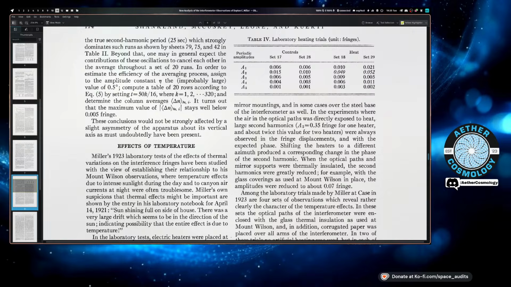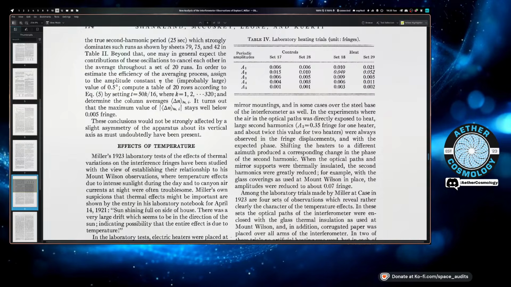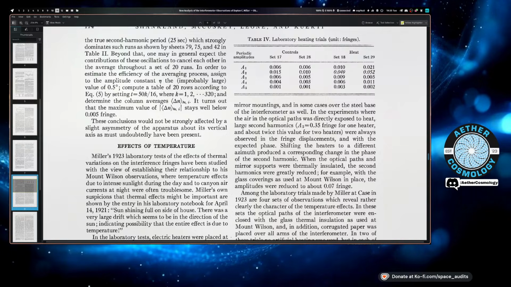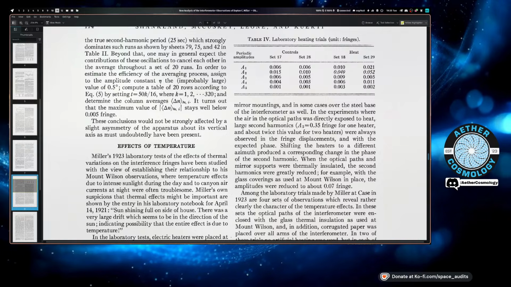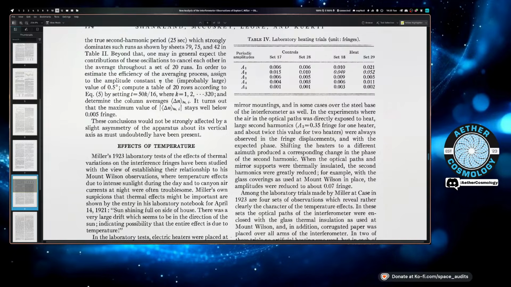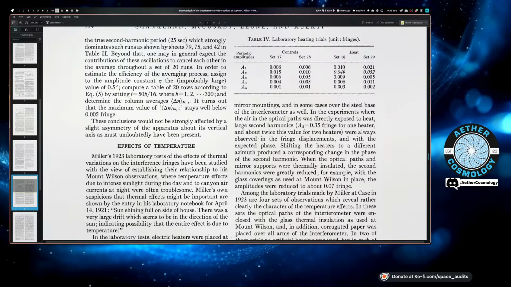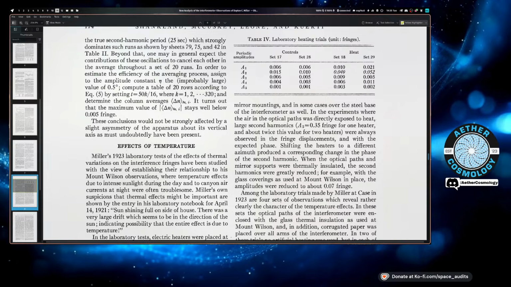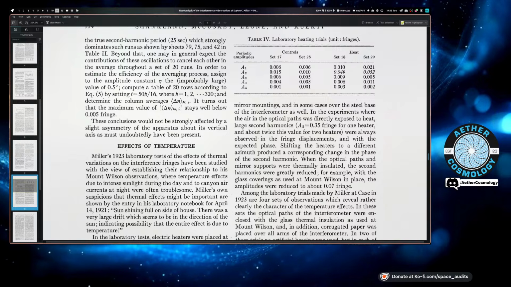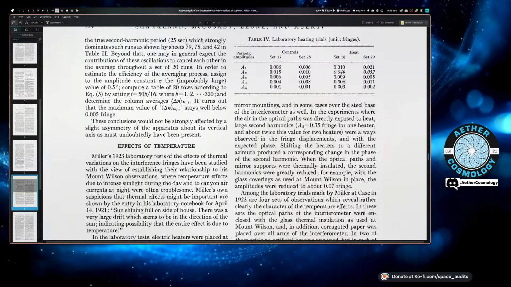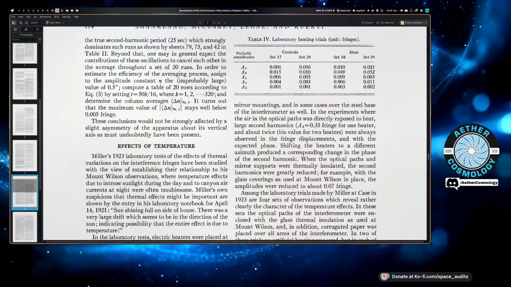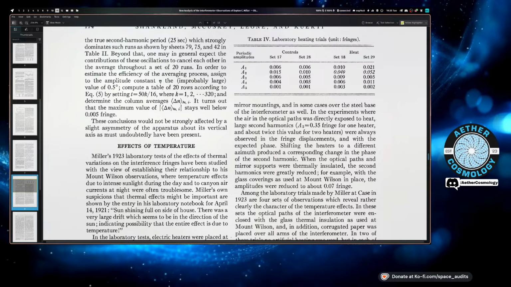Miller's own suspicions that the thermal effects might be important are shown by the entry in his lab notebook for April 14th, 1921, saying, "Sun shining full on the side of the house, there was a very large drift which seems to be in the direction of the sun, indicating possibility that the entire effect is due to temperature." Well, maybe it's due to the presence of the sun. But he's not going to look at that because of the way that he's stacked his averaging, like we talked about before.